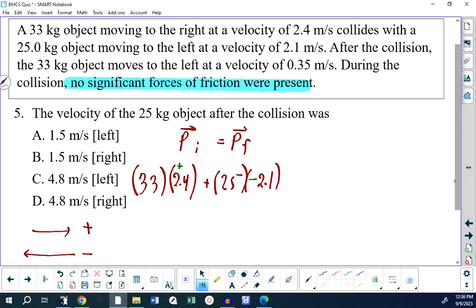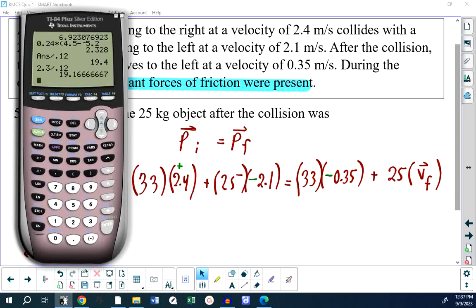After the collision, what do we have? The 33 kilogram object is moving to the left at 0.35, so its velocity is negative 0.35. And the question is, what is the velocity of the 25 kilogram object afterwards? Really, these are just numbers. Some are positive, some are negative, but this is a very basic, almost grade 8, 9-ish linear equation to solve.